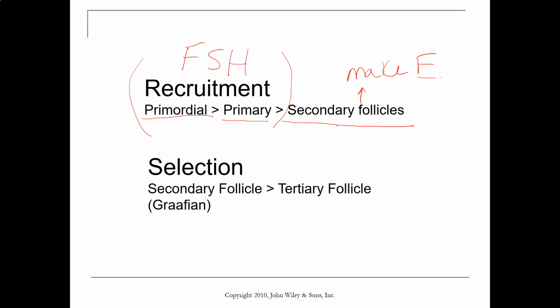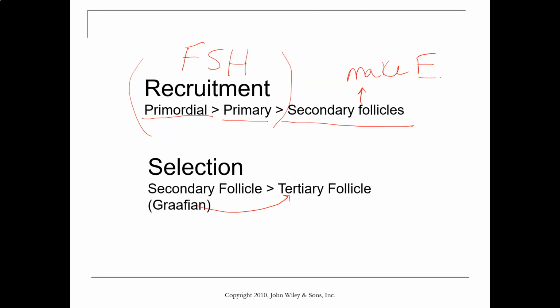of those secondary follicles, usually just one, sometimes more, becomes the Graafian or tertiary follicle. Okay, so what I'm saying is that let's say you have 50 secondary follicles. Just one of those usually becomes the tertiary follicle. Sometimes two. This is how people have twins or triplets.